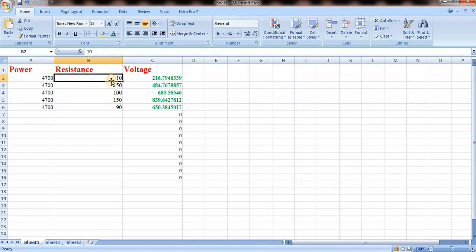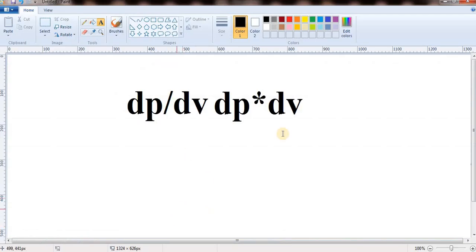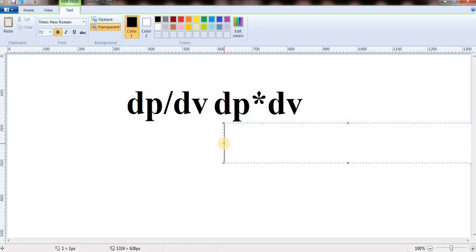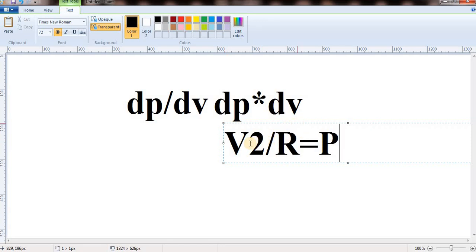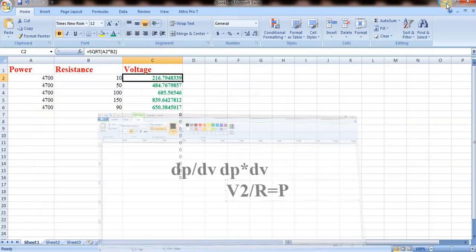If I connect only the 10 ohms at the output, then the power is V square by R. Generally, I have to calculate my voltage, so V square equals power into resistance. So the square root of power into resistance is my voltage, the voltage across the load.